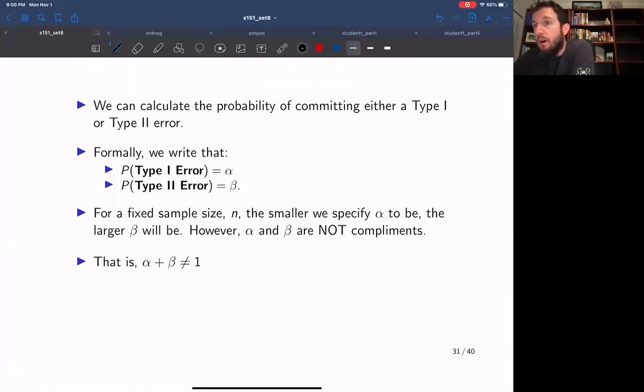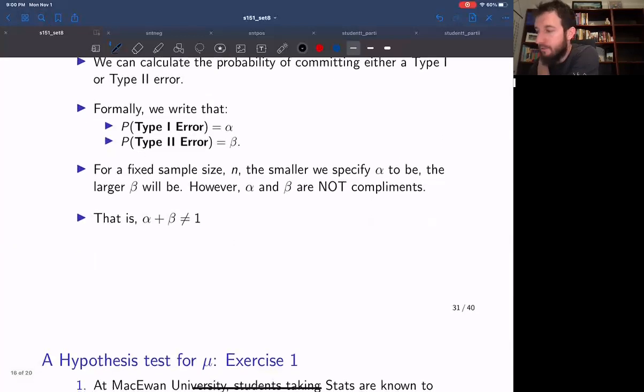Alpha and beta are not complements. So alpha plus beta does not equal 1. Alpha and beta have what we refer to as sort of a seesaw relationship.